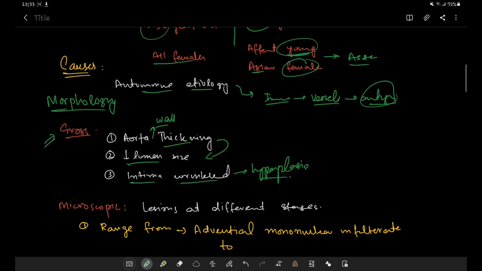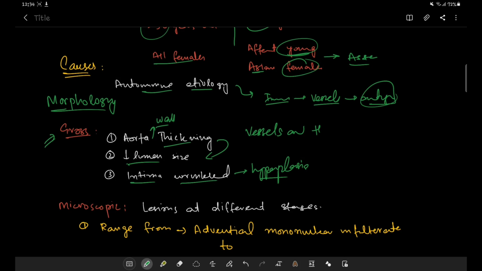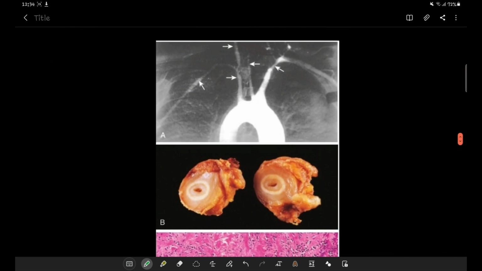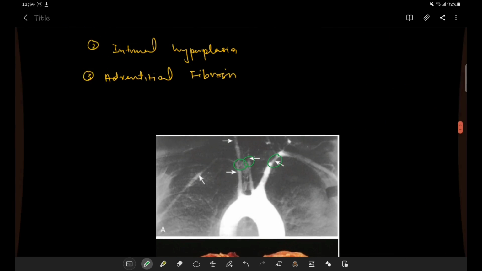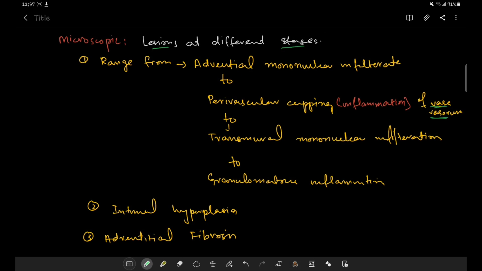There is wrinkling and hyperplasia in the intima, and also the vessels are thin. The vessels are, so you can see in the picture that there is thinning of the vessels at the site of vasculitis. Towards the microscopic features, so in microscopy we can see the lesion at different stages.